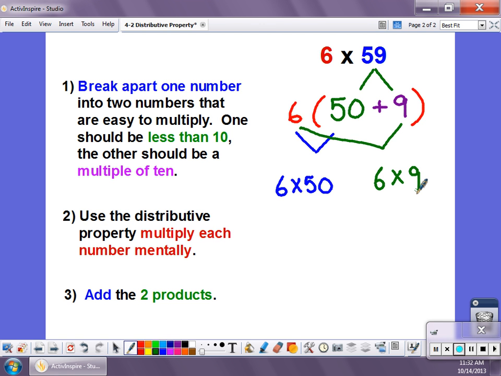Well, 6 times 50 is 300. 6 times 9 is 54. And because I added these together, it gives me an answer of 354. And that's how the distributive property can help you multiply very quickly in your head.